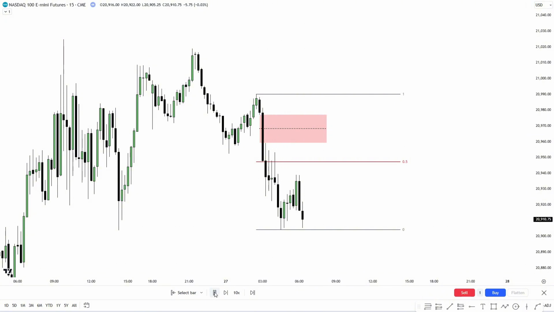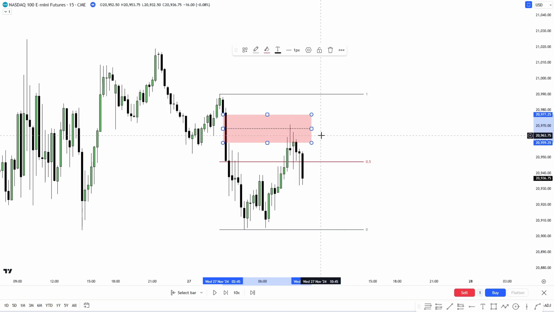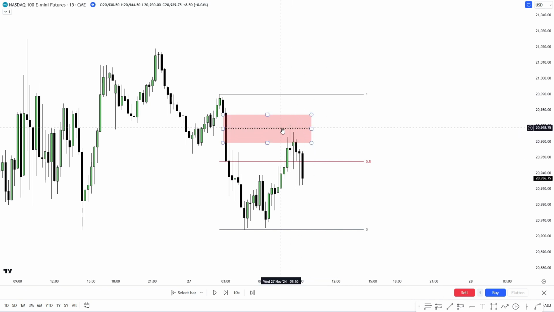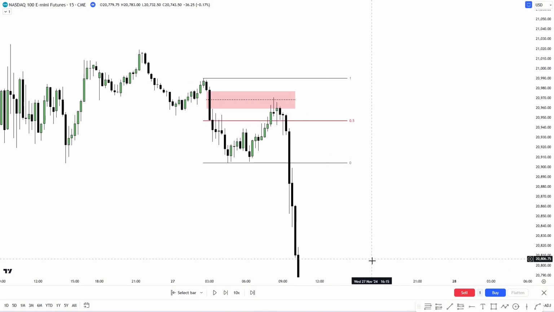Let's see. Okay, so we hit it there. Notice how the bodies are respecting the lower half of this fair value gap right here. We touch it with this wick right here, the consequent encroachment level, and we quickly reject it right there. Let's see how price reacts afterwards. And we absolutely melt down to the downside.